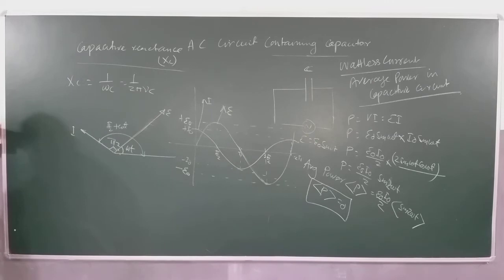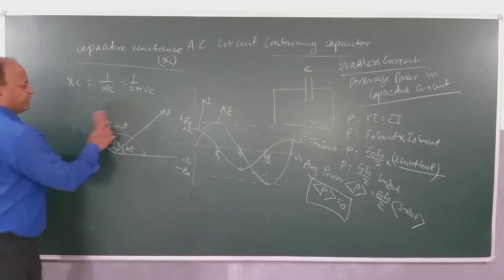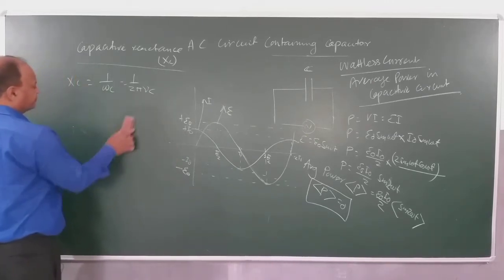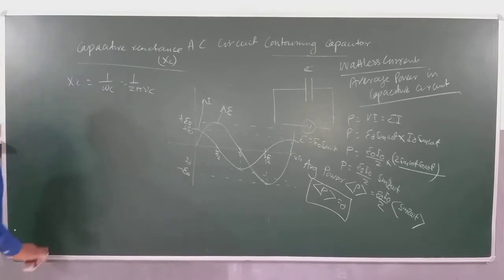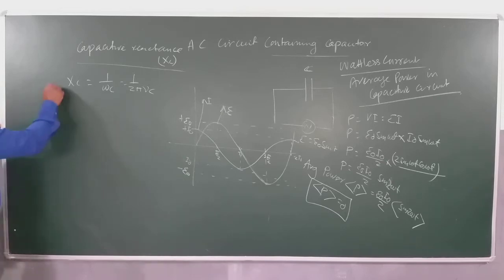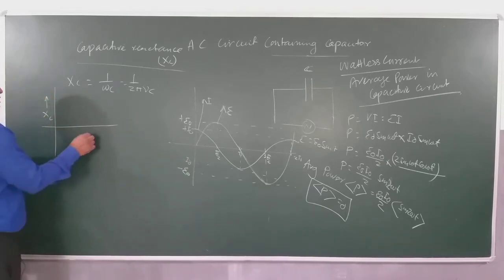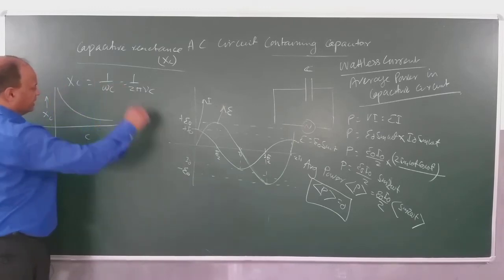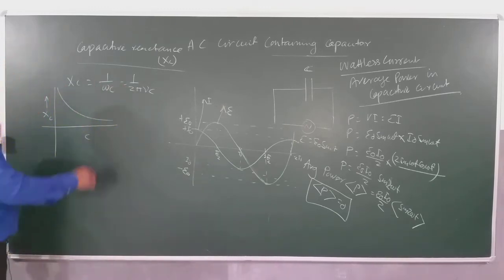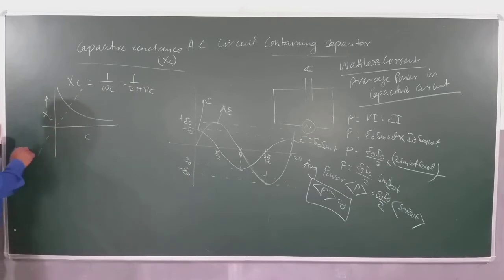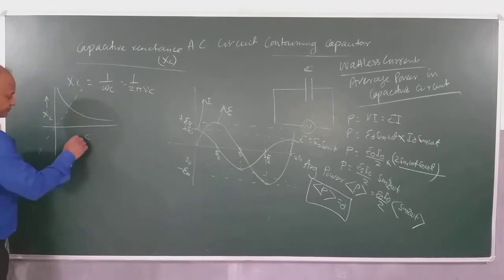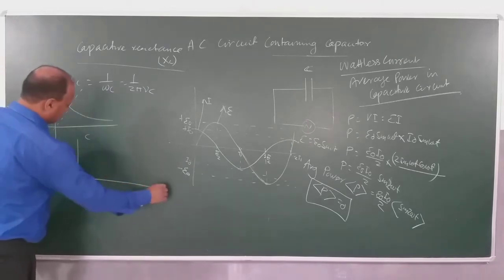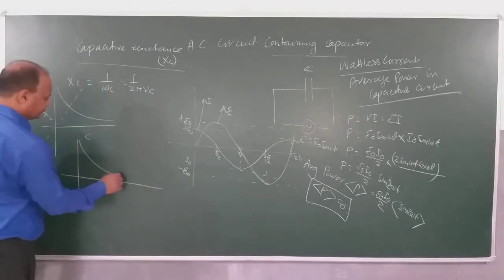Now children, if graphically we have to show the variation of capacitive reactance with respect to capacitance or frequency, so see here, this is Xc and this is capacitance. The graph will be like a rectangular hyperbola, right, symmetric about this axis. Now you are plotting a graph between capacitive reactance and frequency.